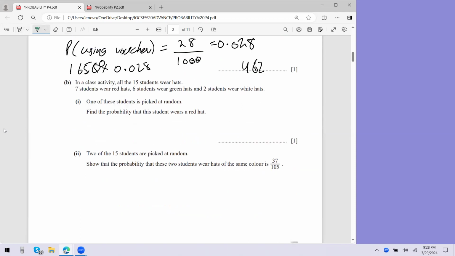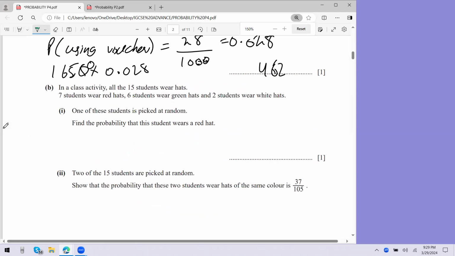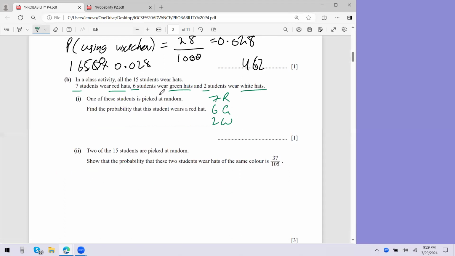15 students wear hats. 7 wear red hats, 6 are green, 2 are white. You can also write it like that: 7 red, 6 green, 2 white. One of these students is picked at random. Find the probability that the student has a red hat. How easy it is. It's just 7 over 15, right? Probability of red.